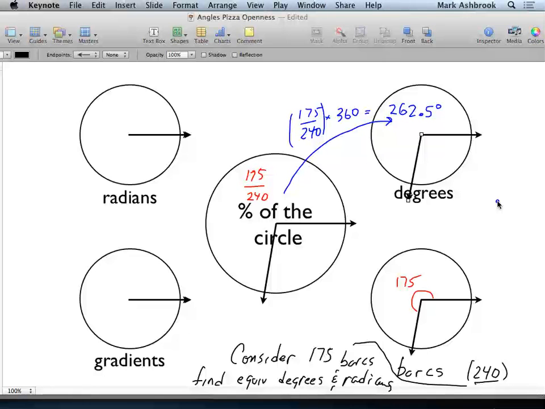Okay? Where are we going to go to if we want radians? What are we going to do to get radians then? Take that same fraction, 175 over 240, and multiply it by 2 times pi. Because 2 pi is the full measure of a circle. 6.28 radius lengths, about 6.28, or exactly 2 pi radius lengths give us a full circle, and those radius lengths are how we get our openness in radians. Okay? And so we're going to take that same fraction of 2 pi.